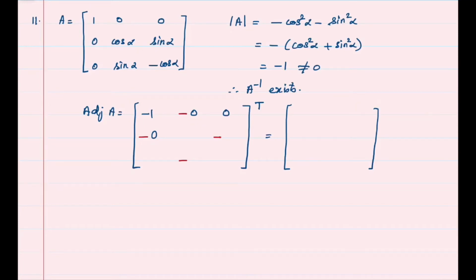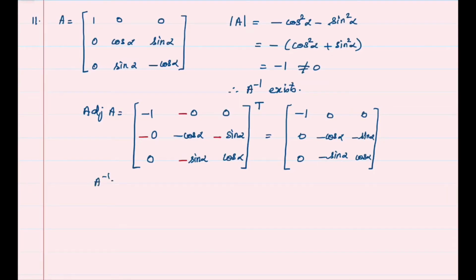Cofactor of A22 element is minus cos alpha, and cofactor of A23 element is sin alpha minus 0, but that position gets a negative sign, so minus sin alpha. Cofactor of A31 element is 0. Cofactor of A32 element is sin alpha minus 0, but negative sign is there, minus sin alpha. Cofactor of A33 is cos alpha minus 0, which is cos alpha. We will transpose this, which is the same because it is a symmetric matrix.